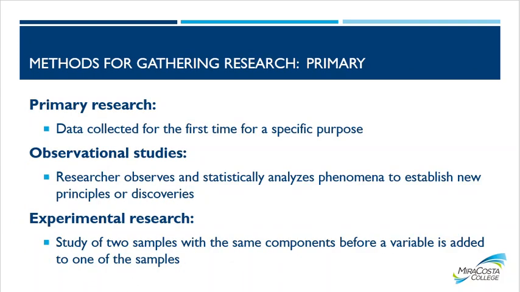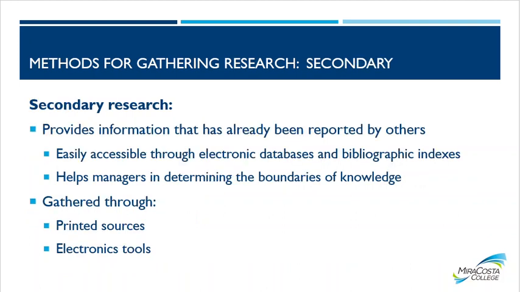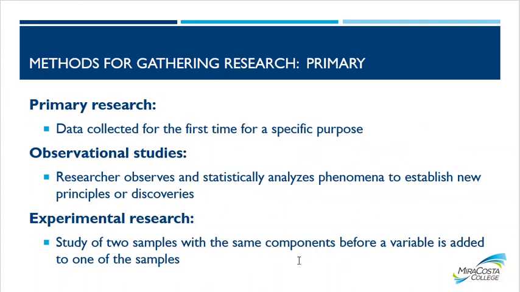So some of the methods for gathering research. First one is primary. Primary research is data collected for the first time for a specific purpose. Observational studies. Researcher observes and statistically analyzes phenomena to establish new principles or discoveries. Experimental research. Study of two samples with the same components before a variable is added to one of the samples. So that's primary research right there.